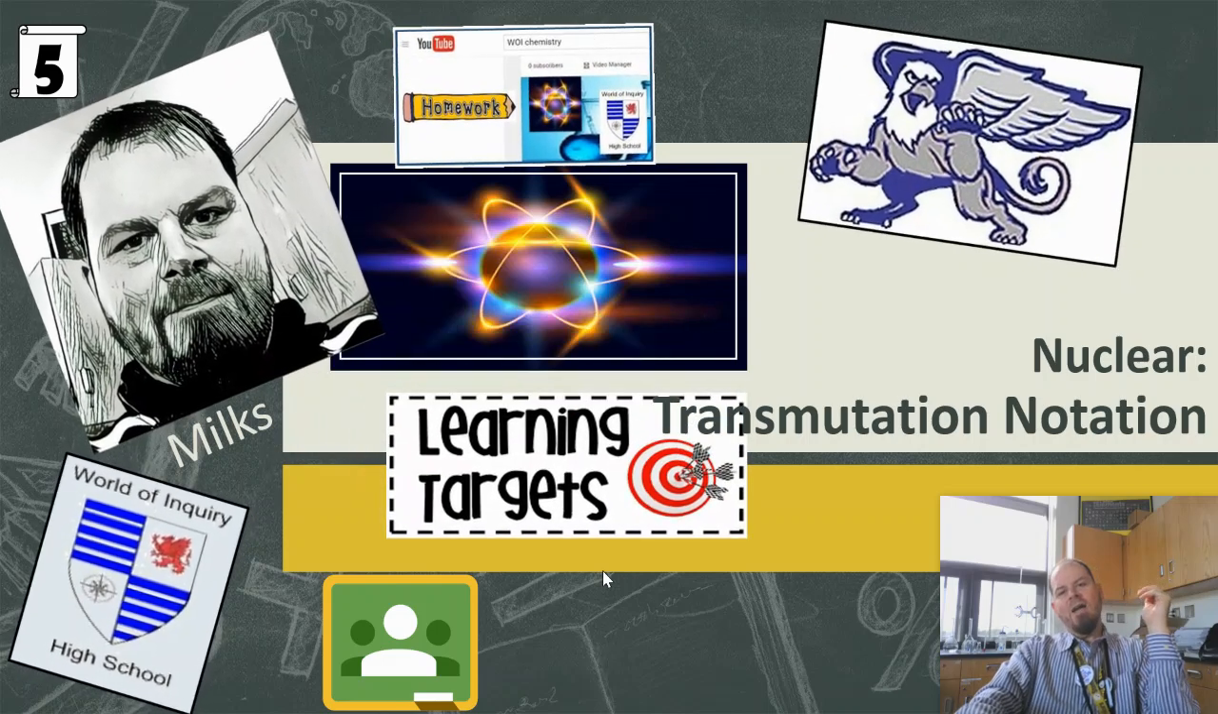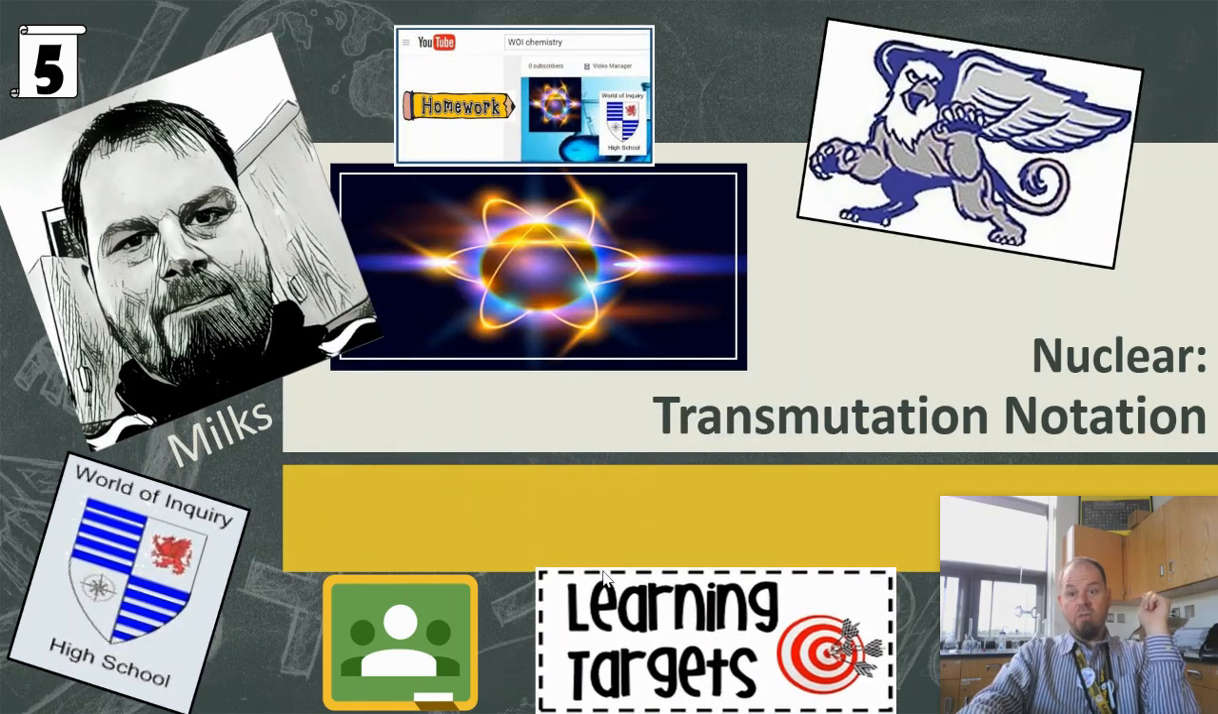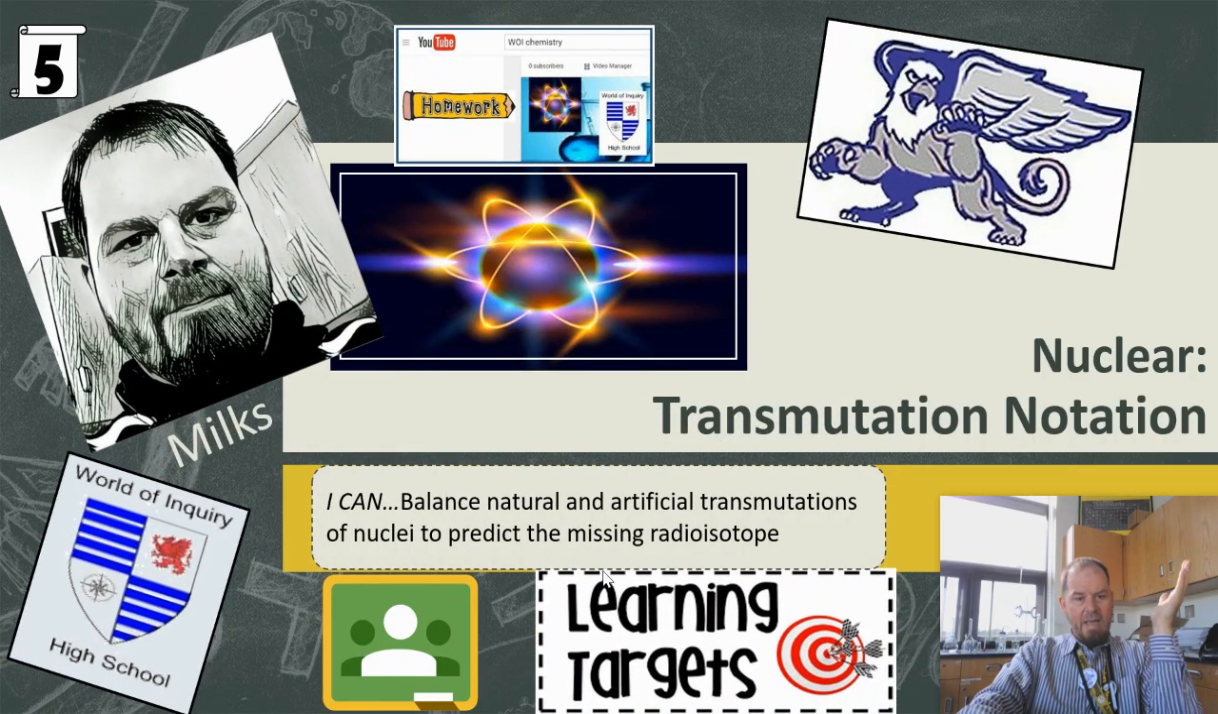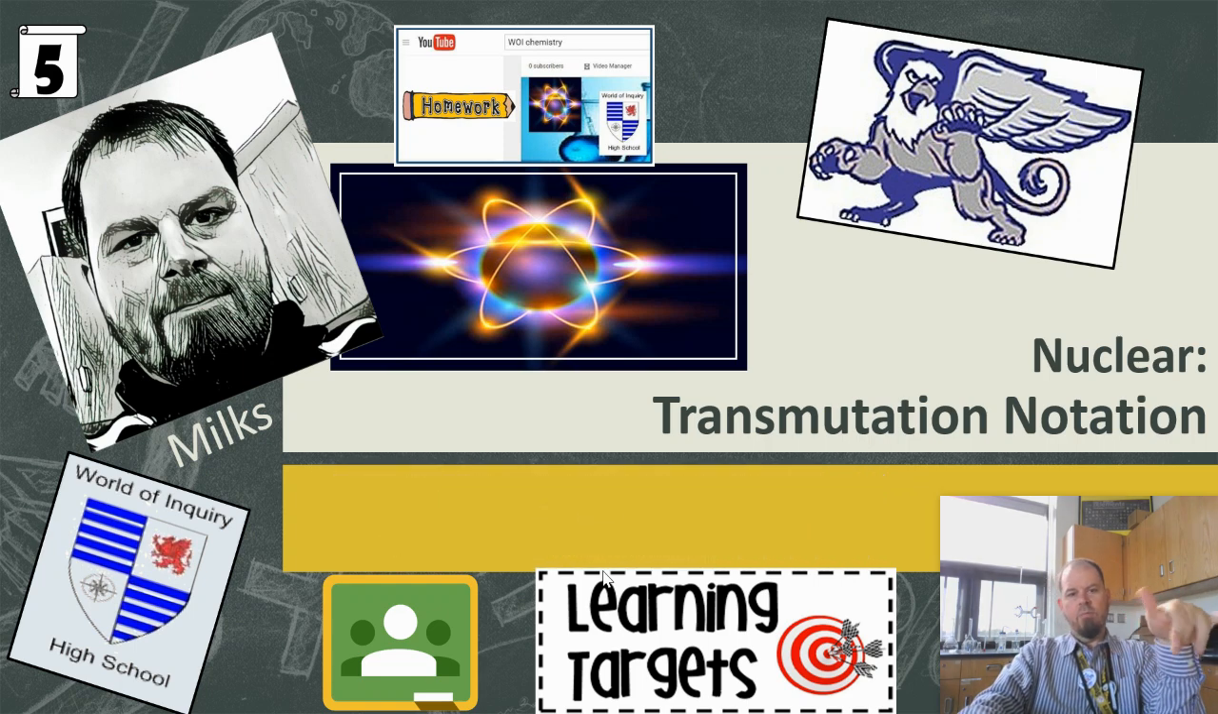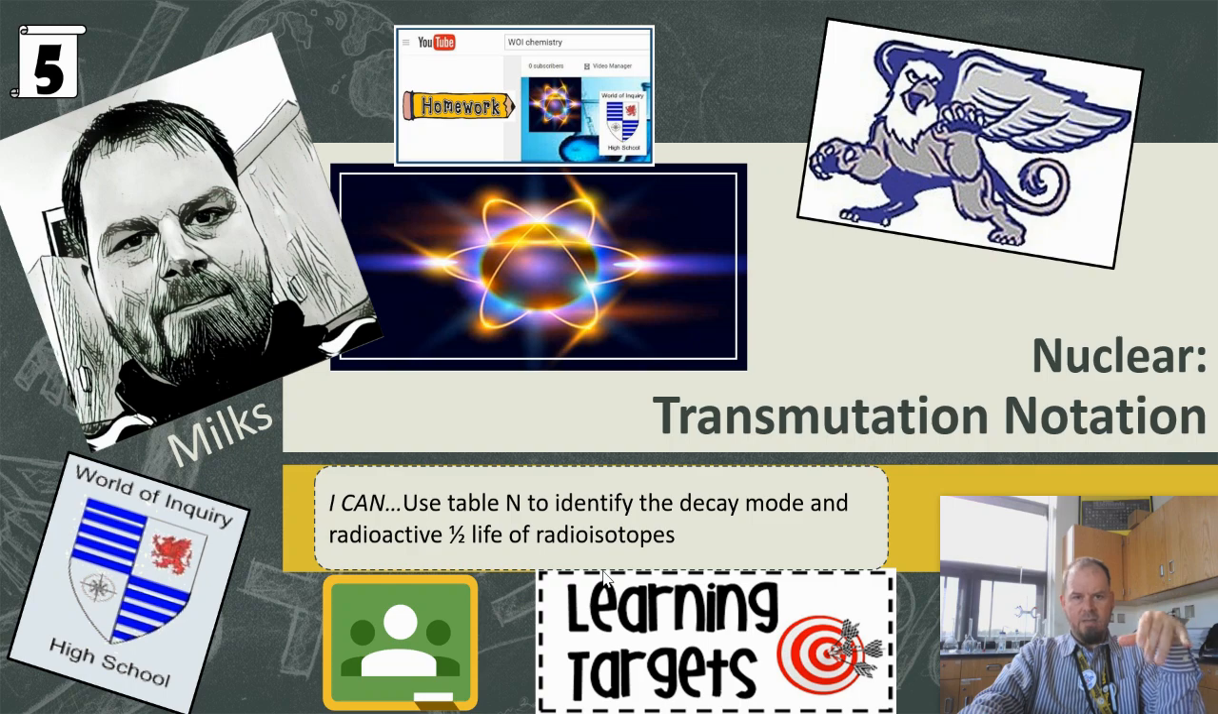All right, video 5. Here we get into transmutation notation. A little bit of math, but same properties as before when we talk about reactants and products. The mass on the reactant side has to equal the mass on the product side. The number of protons on the reactant side has to equal the number of protons on the product side. Reactant side, product side, reactant side, product side.